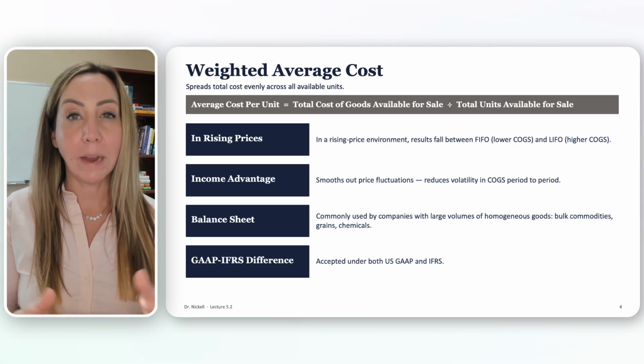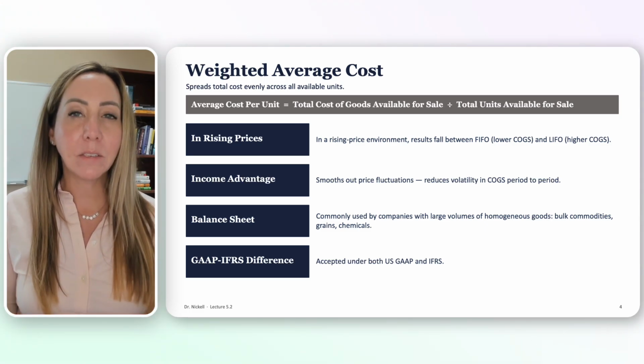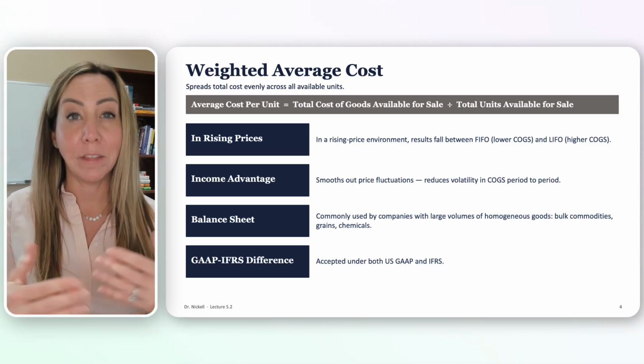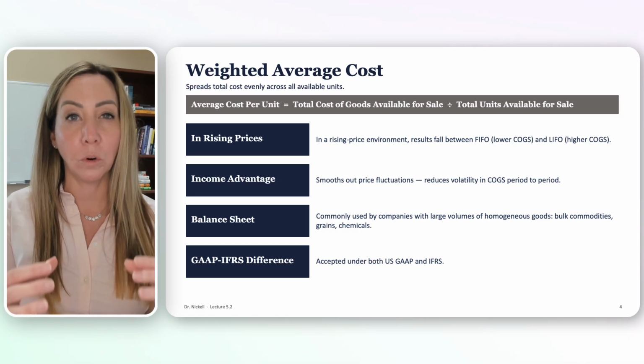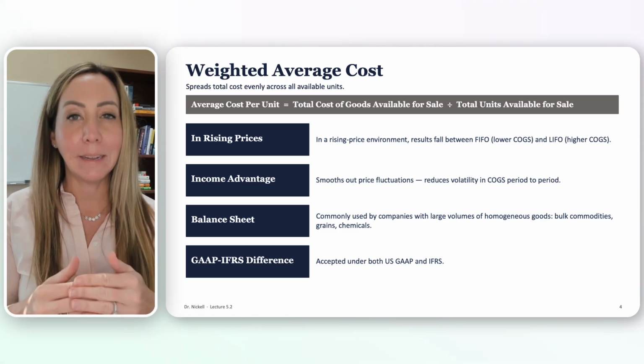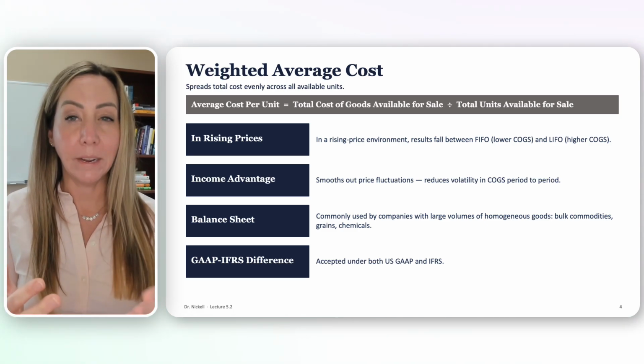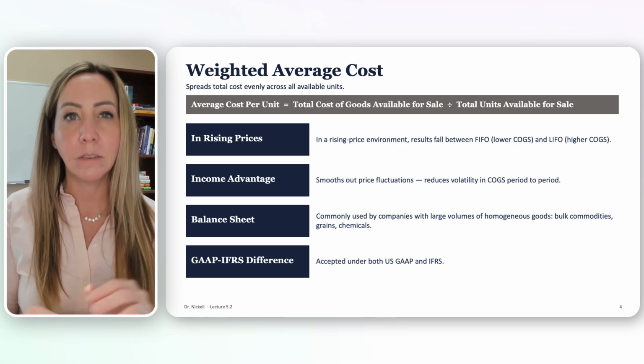In a rising price environment, weighted average results fall between FIFO and LIFO. It smooths out price fluctuations rather than emphasizing either the oldest or newest costs. Companies handling homogeneous commodities, where individual unit tracking is meaningless, often prefer this approach.